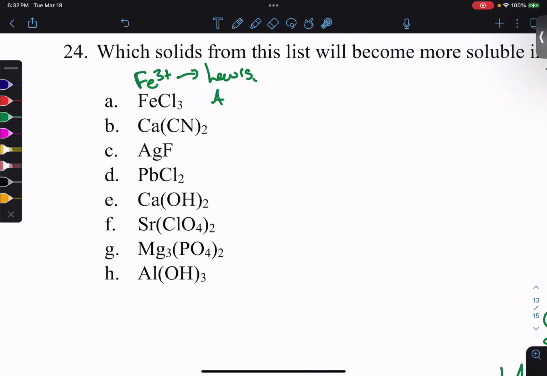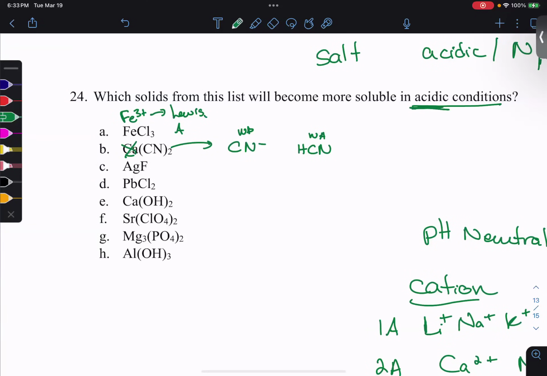What about B? What is this? Acidic, basic, or neutral? It is basic. Why? Is it because of calcium? Nope, that is pH neutral. We can ignore that. So what we're actually looking at is CN minus. CN minus is a what? It is a weak base. The reason is because HCN is a weak acid, so CN minus has to be a weak base. So let's go back to our question. If calcium cyanide is a weak base, will it become more soluble in acidic conditions? Yes, it will, because it's a weak base. That H plus is going to react with cyanide to make HCN, so you're going to be removing it from the reaction.